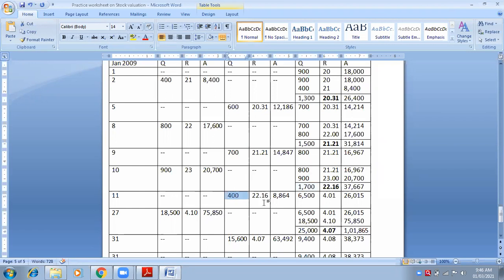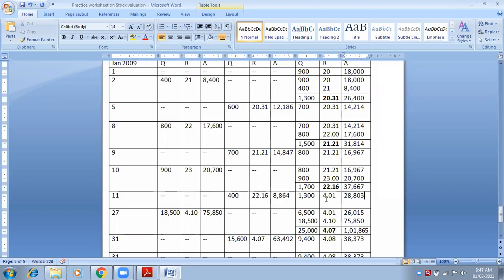Out of that, 400 is issued. So how much is left with you? 1,300. Okay. What is the amount? Balancing figure. How will you find out? 37,667 minus 8,864. Yes, Jayashri, tell me now. 28,803.